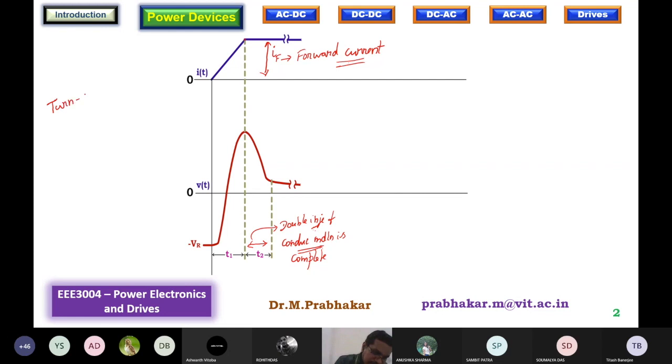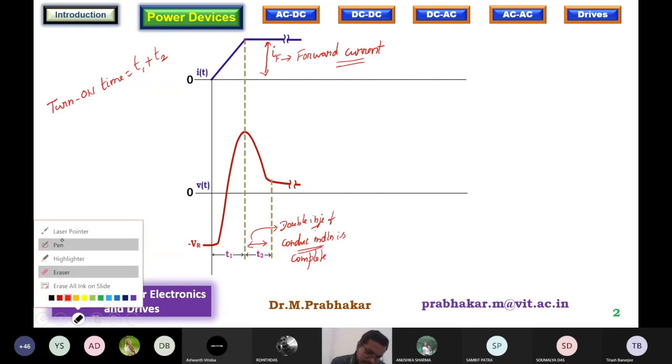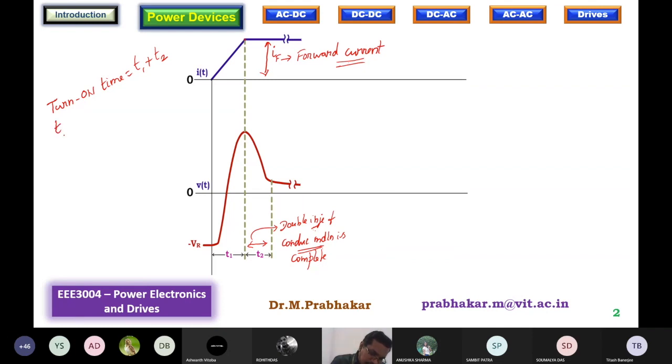There is one significant difference between the signal level diode and the power diode. I will tell the reason for that as well. Turn on time is equal to T1 plus T2. T on would mean a different thing, so I will use some other, probably small t. Time for turn on is equal to T1 plus T2. That is the total on time.